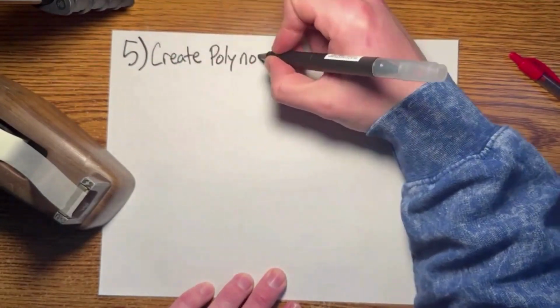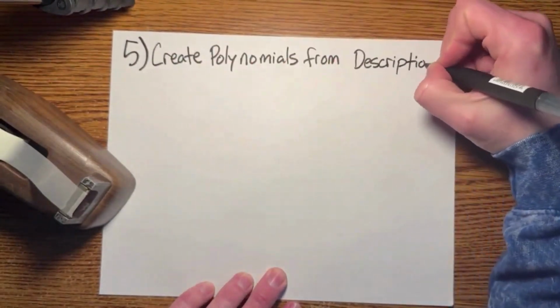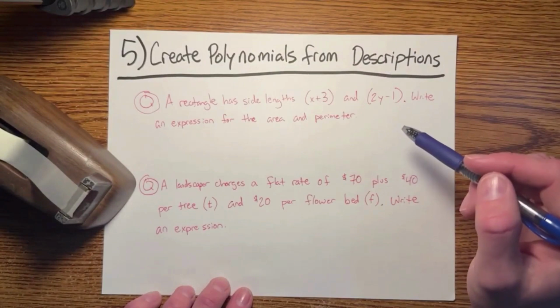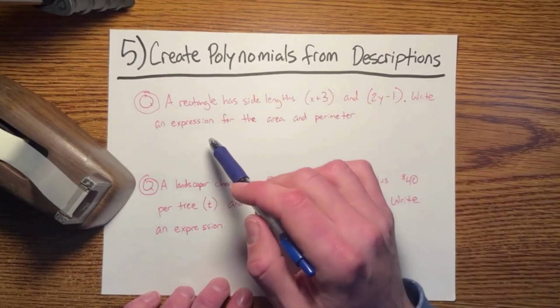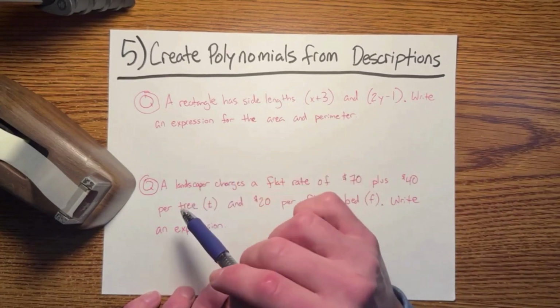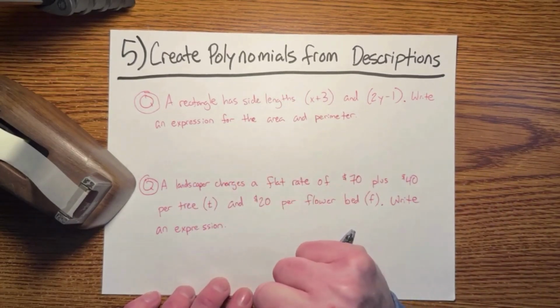Number 5, create polynomials from descriptions. Again, you'll be working in reverse for these problems, given a description and you're asked to come up with an expression. Again, multiple choice questions, it's going to make it a little easier because you just have to select the correct one.